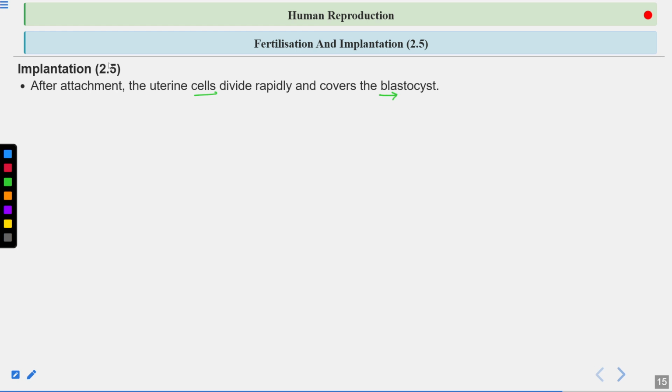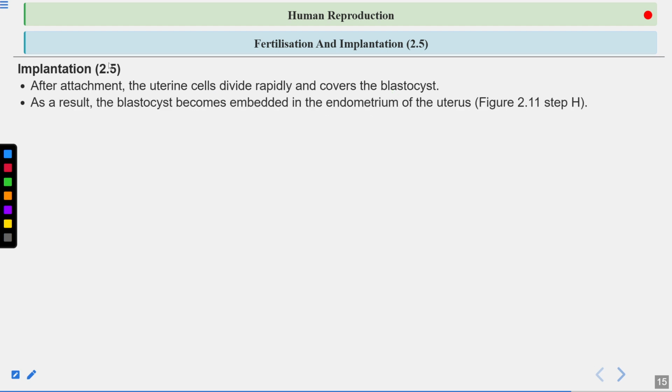Clear? So how will the blastocyst attach to the endometrium, or in what conditions? This endometrium should be quite thick; only then will it be able to attach the blastocyst. As a result, the blastocyst becomes embedded in the endometrium of the uterus. This process is known as implantation and leads to pregnancy. So what is implantation? Attachment of the blastocyst to the endometrium of the uterus is known as implantation.